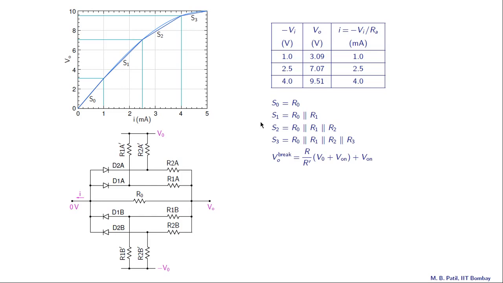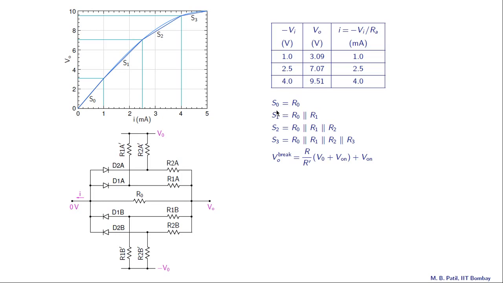As we have seen earlier, these slopes can be related to the resistance values as follows. The slope S0 is equal to R0, S1 is R0 parallel R1, S2 is R0 parallel R1 parallel R2, and so on. And since we already have computed these slopes now, we can find the resistance values.